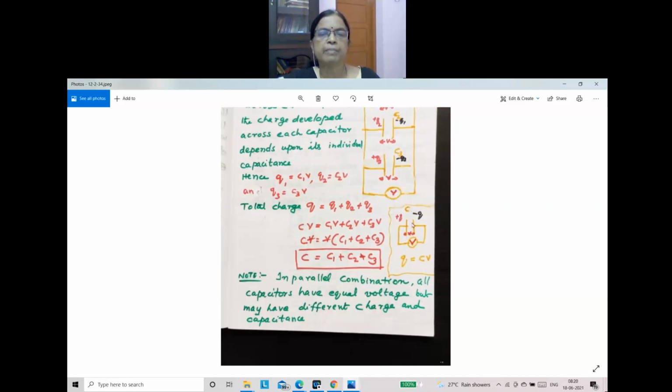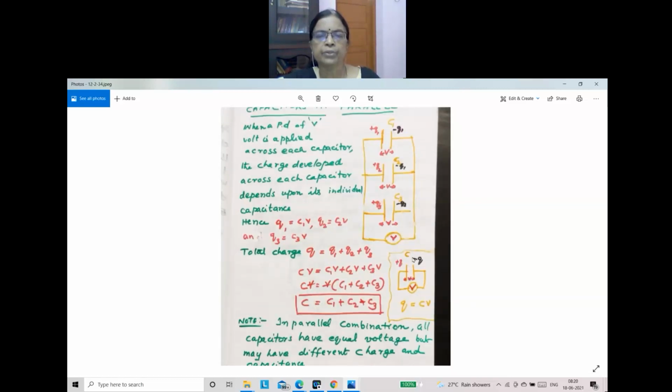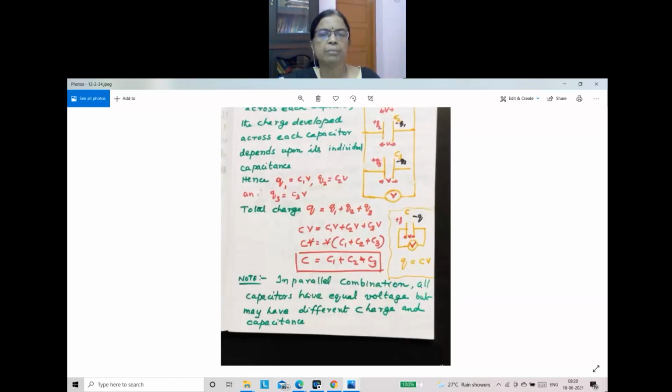If we replace it by a single capacitor, and it is also charged to the same value Q, with the same potential difference applied, if it is charged to plus Q and this one is minus Q, then this combination is equivalent to this single capacitance. So equivalent capacitance: CV is equal to C1V plus C2V plus C3V. Common factor is V. C1 plus C2 plus C3. Therefore, we can cancel V and we get the final formula C equal to C1 plus C2 plus C3.